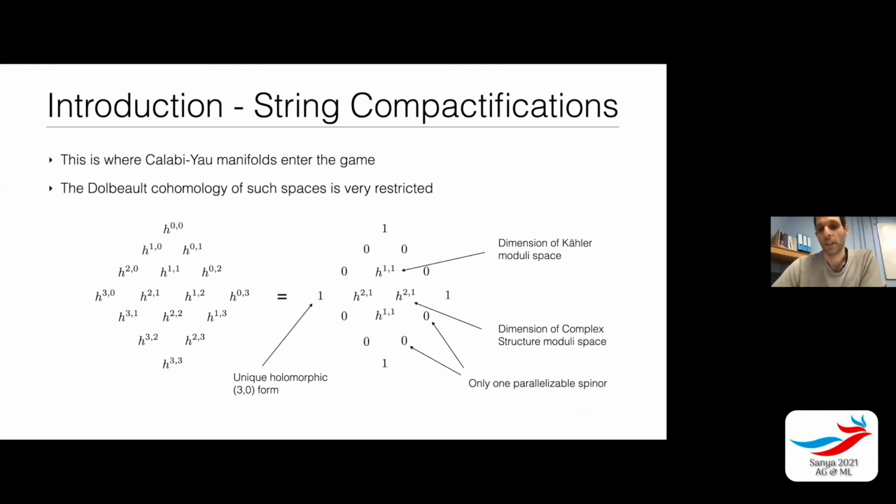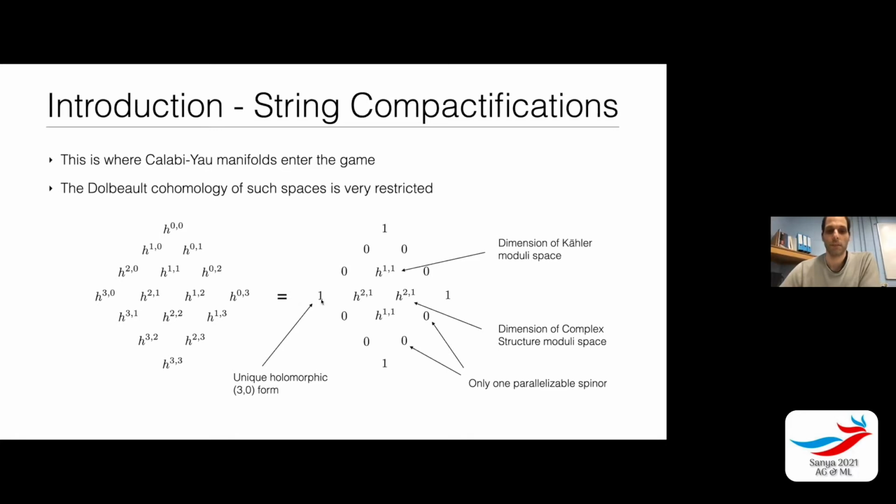So this is where the Calabi-Yau manifolds enter the game. If you look at the Dolbeault cohomology of these manifolds, you find that they are very constrained. Essentially only these two numbers are independent: h11, which parameterizes the dimension of the Kähler moduli space, and h21, which parameterizes the dimension of the complex structure moduli space. The fact that you have zeros here tells you that the manifold has exact SU3 holonomy and that you only have one parallelizable spinor.